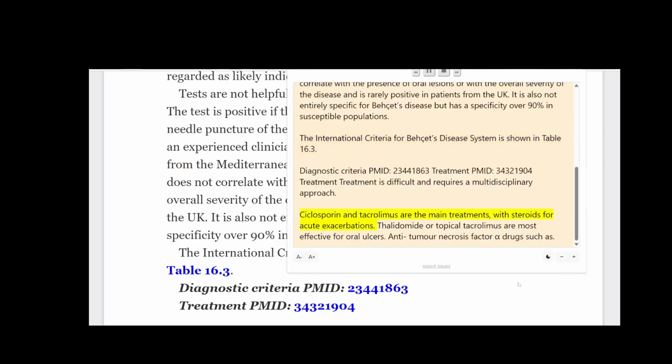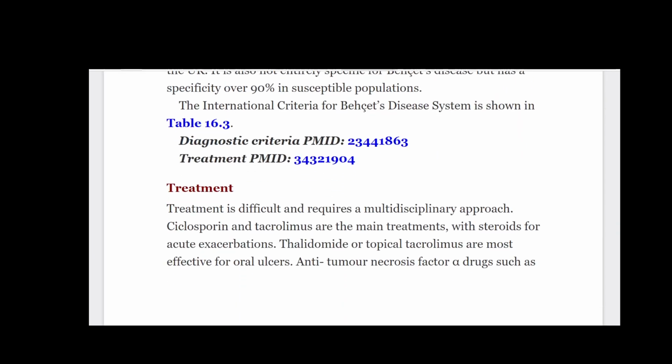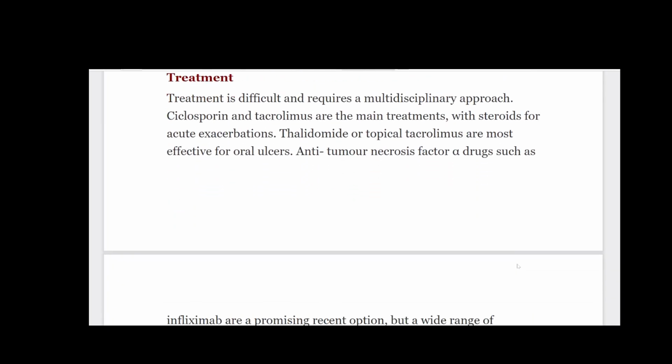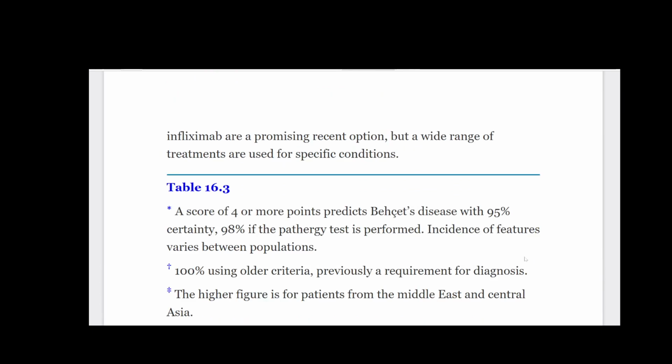Cyclosporin and tacrolimus are the main treatments, with steroids for acute exacerbations. Thalidomide or topical tacrolimus are most effective for oral ulcers. Anti-tumor necrosis factor alpha drugs such as infliximab are a promising recent option, but a wide range of treatments are used for specific conditions. Table 16.3: a score of 4 or more points predicts Behçet's disease with 95% certainty, 98% if the pathergy test is performed.